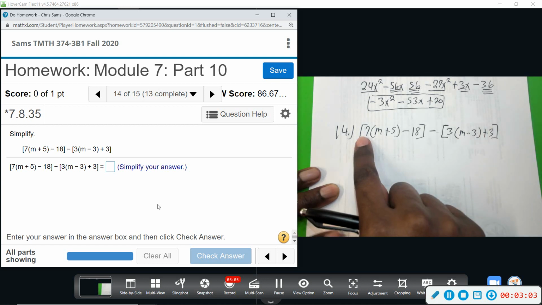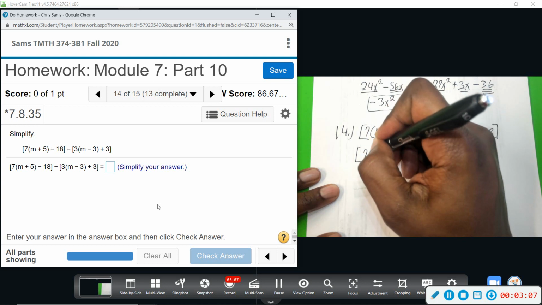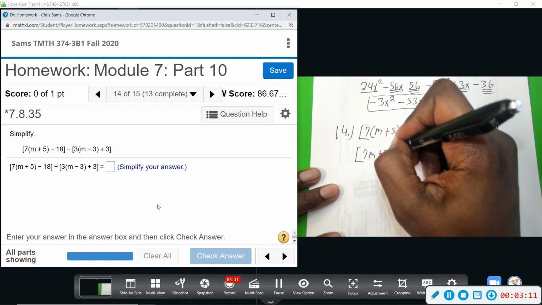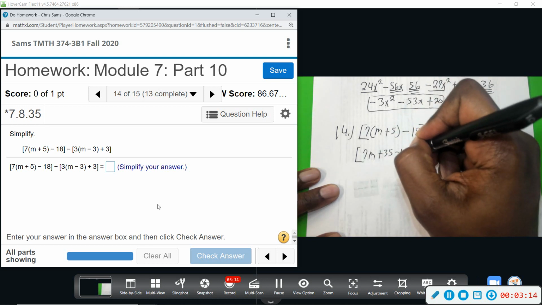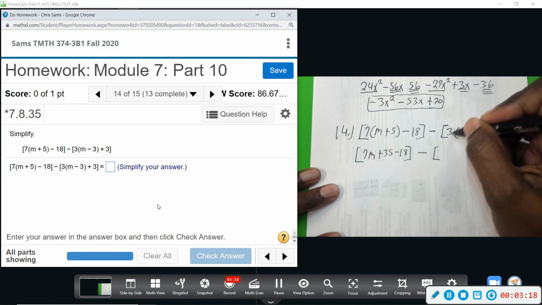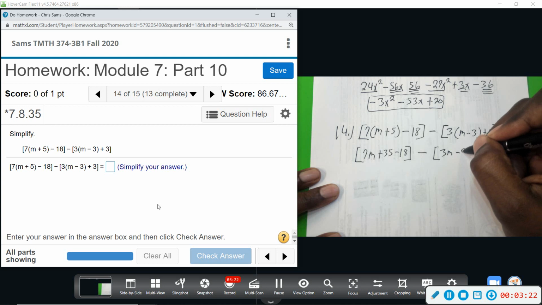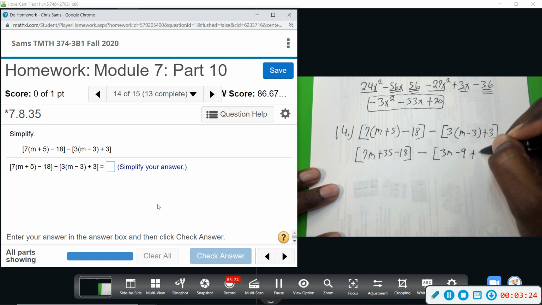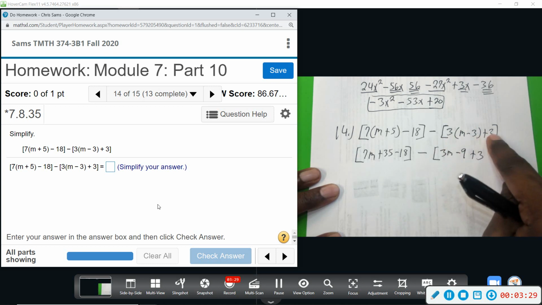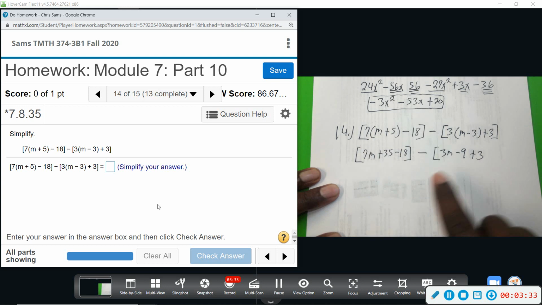All right, so we're going to distribute first. 7m plus 35 minus 18. And do the same thing for the other side. 3m minus 9 plus 3. So since this term is not in parentheses, it's not getting distributed by that number. Same thing over here. You don't multiply them all, only what's right next to it in parentheses.